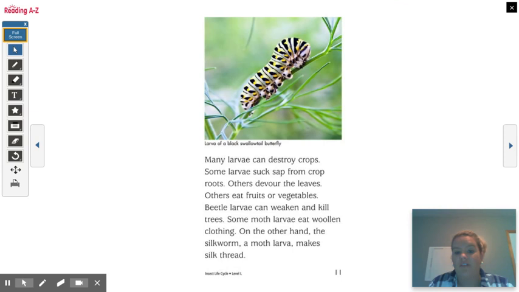Some moth larvae eat woolen clothing. On the other hand, the silkworm, a moth larva, makes silk thread. So it sounds like farmers do not want larvae anywhere near their crops, huh?